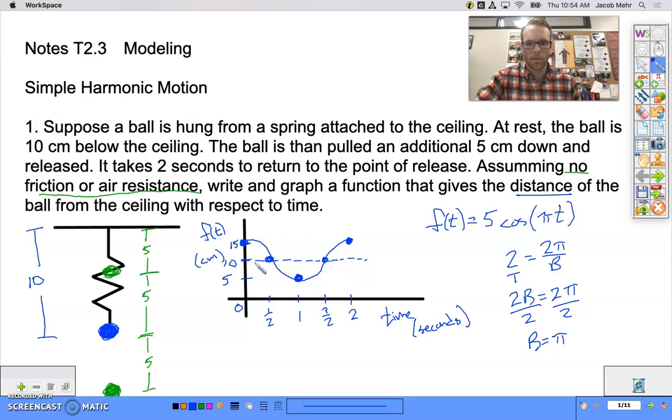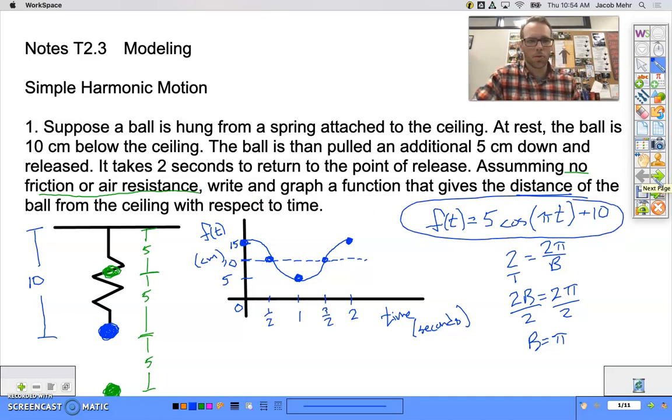So we've got our amplitude of 5. We've changed our period to be 2, so our b is pi to do that. Last thing we have to do is translate this up. Our midline goes from 0 up to 10, and we've got a plus 10. There's our function.